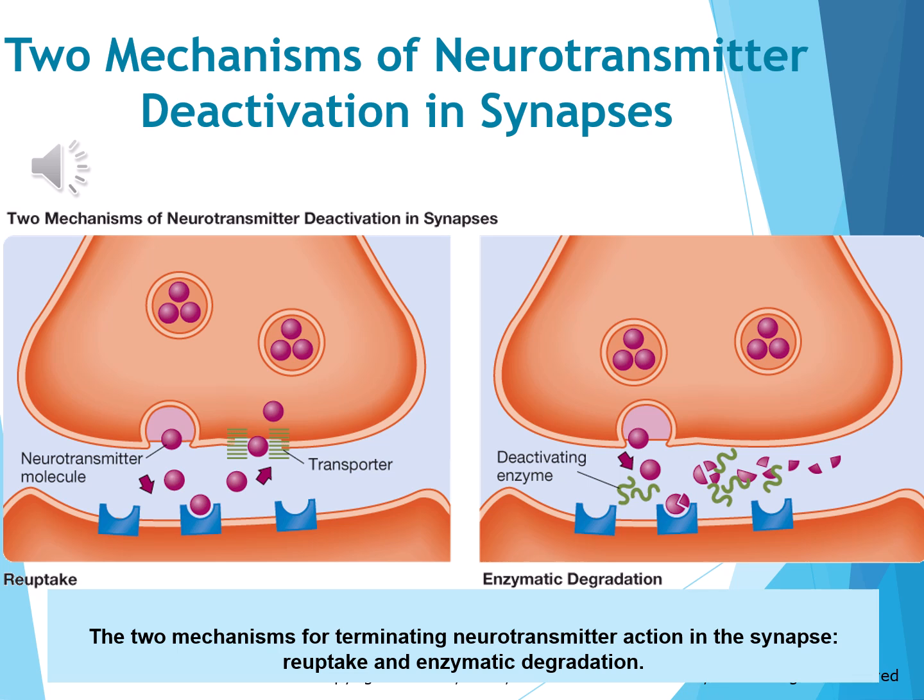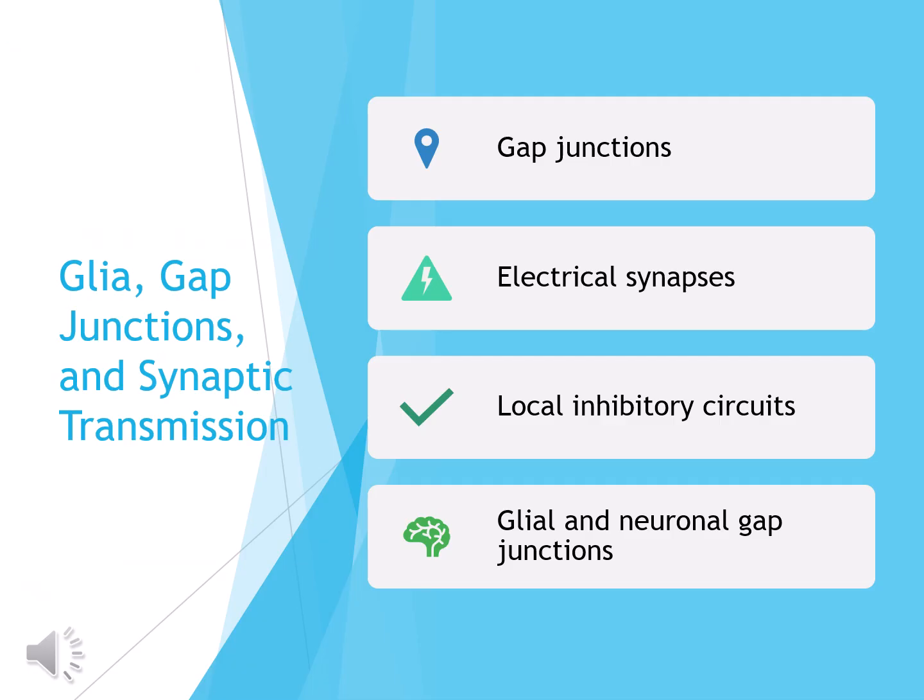And then the other one on the right is the enzymatic degradation. This image shows a neurotransmitter molecule being released from the tip of a button, and it reaches the synapse where it comes into contact with deactivating enzymes, shown as thin strands. And after contact, the neurotransmitter breaks into pieces.